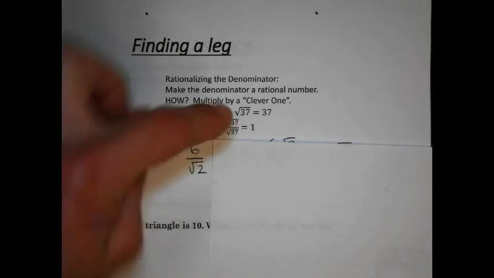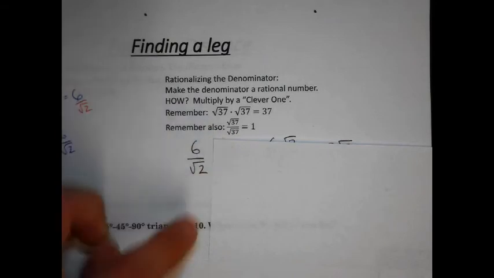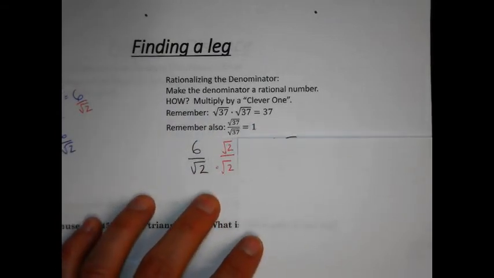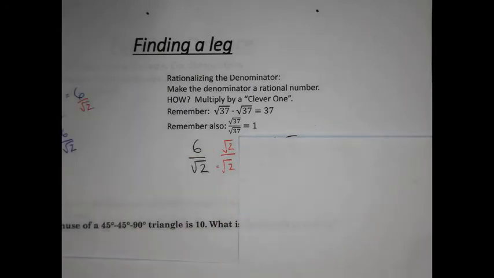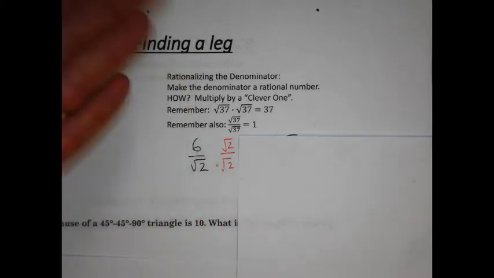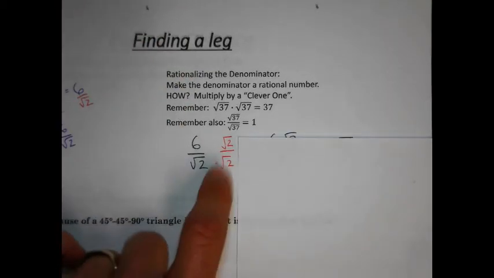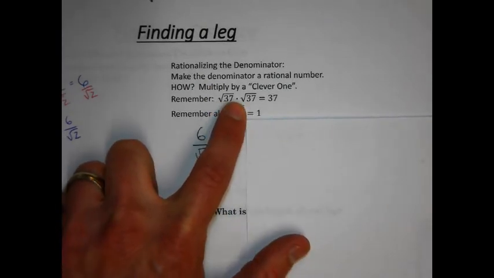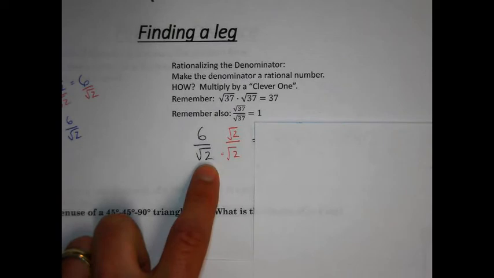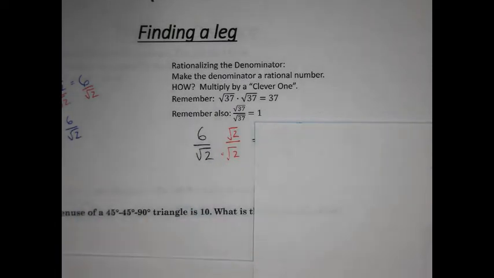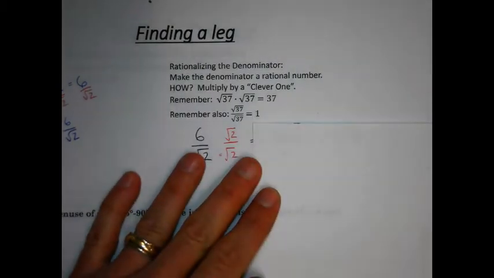If you take this note and you turn your brain on for a second, hopefully you realize the clever 1 is going to be the square root of 2 over the square root of 2. This is the number 1, okay? So all we're going to do is multiply by 1. But what does that do to the denominator? Well, remember this note. The square root of 37 times the square root of 37. What do you think the square root of 2 times the square root of 2 is? Just 2. That means we will have a rational denominator. That is a huge deal.